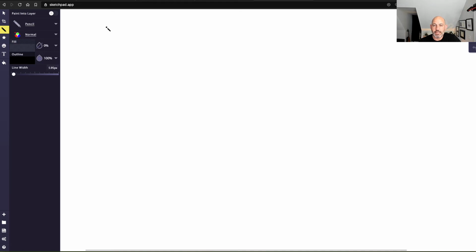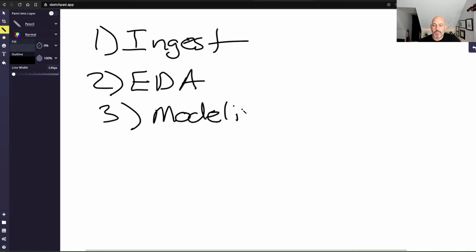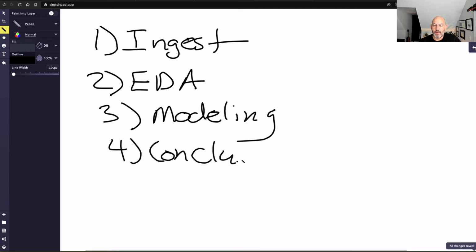So the data science workflow, the way I define it, is you have step one, which is ingestion. Step two would be EDA, or exploratory data analysis. Step three would be the modeling. And then four is the conclusion. And what we're going to focus on today is really inside of here, ingestion and exploratory data analysis mostly.